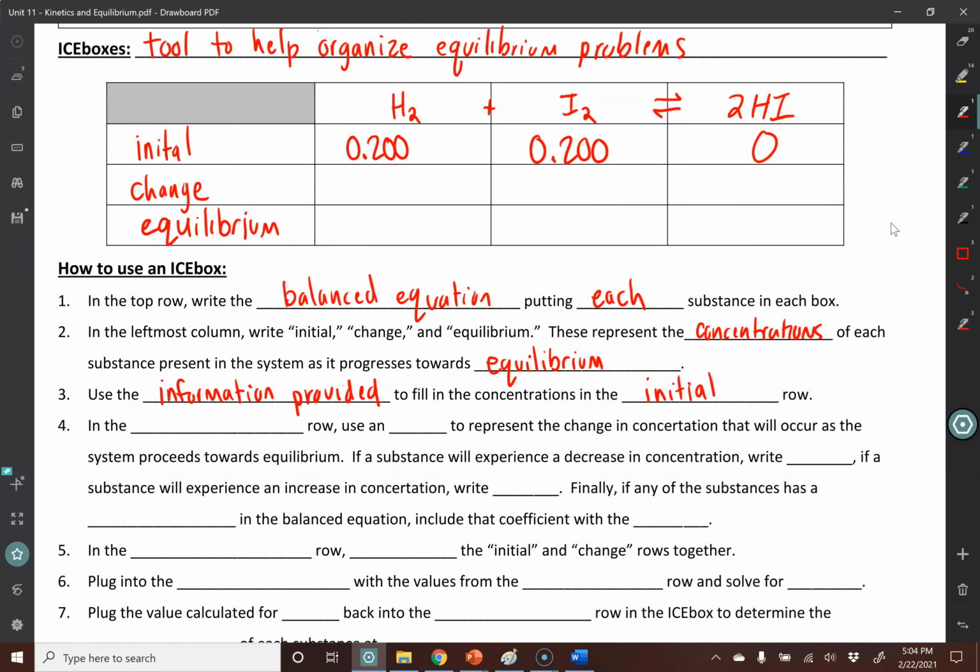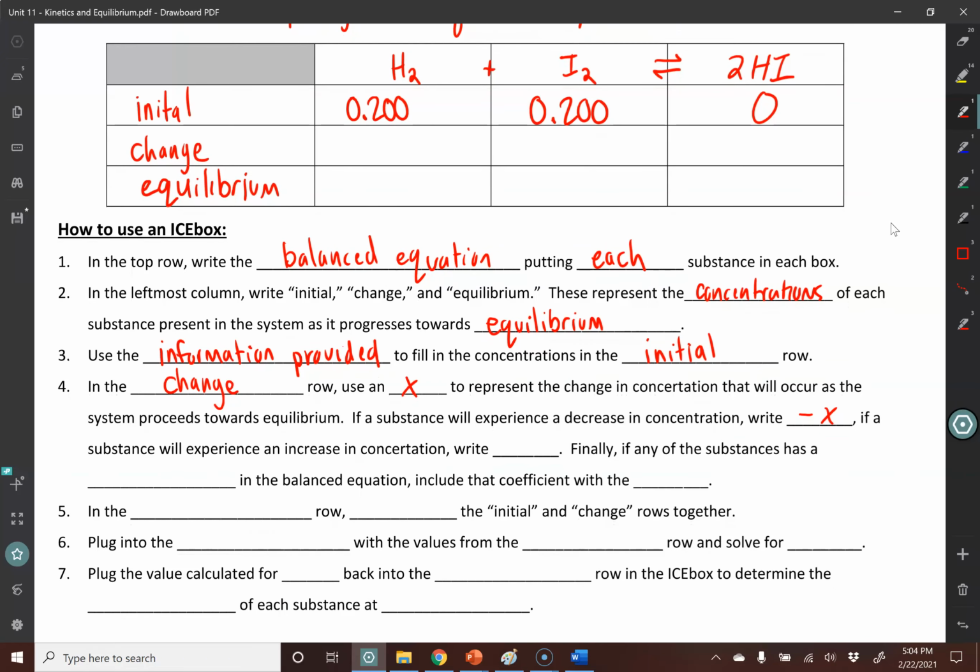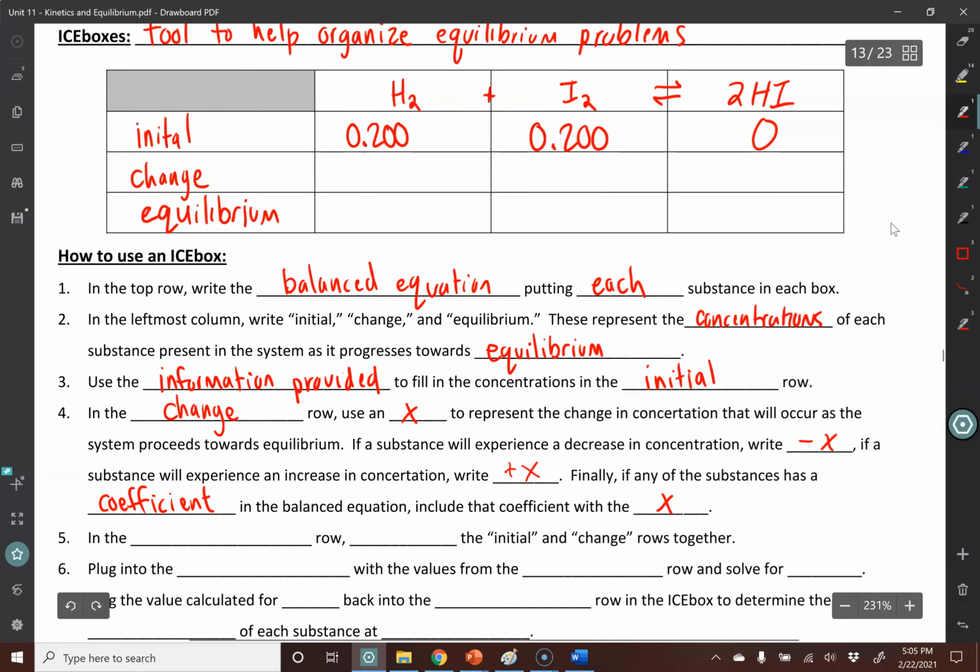In the change row, we're going to use an X to represent the change in concentration that will occur as the system proceeds towards equilibrium. If the substance will experience a decrease in concentration, we're going to write minus X. If the substance would experience an increase in concentration, we'll write plus X. And finally, if any of the substances has a coefficient in our balanced chemical equation, include that coefficient with the X. So let's try this out. We'll put this in a different color.